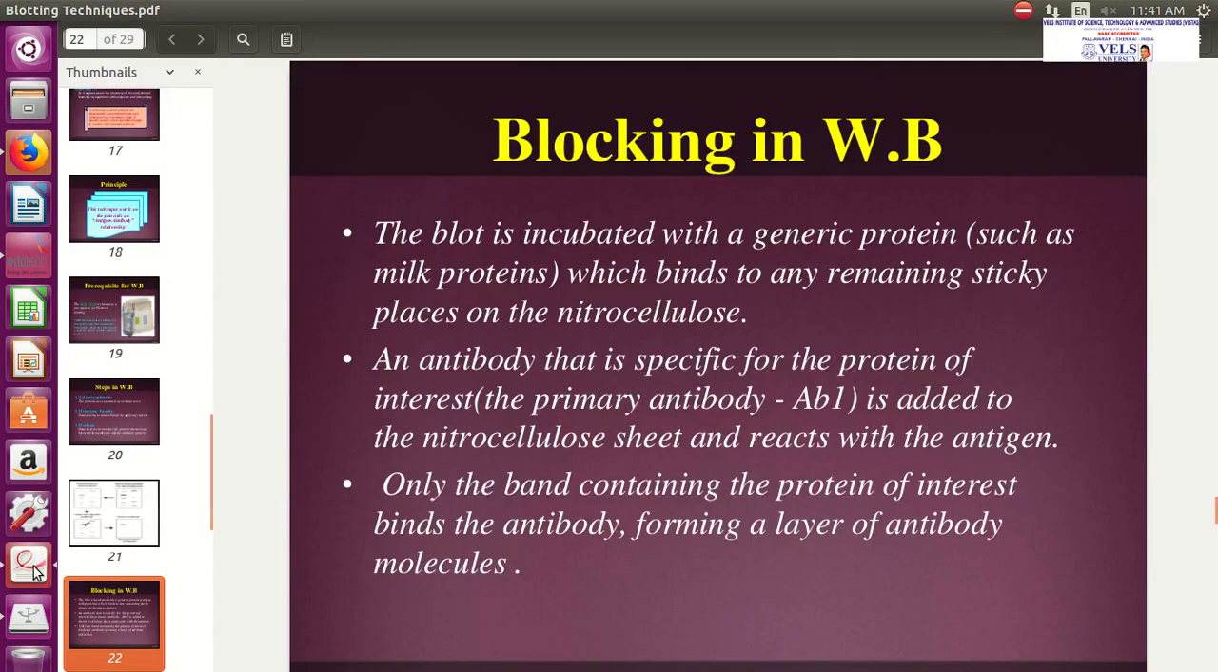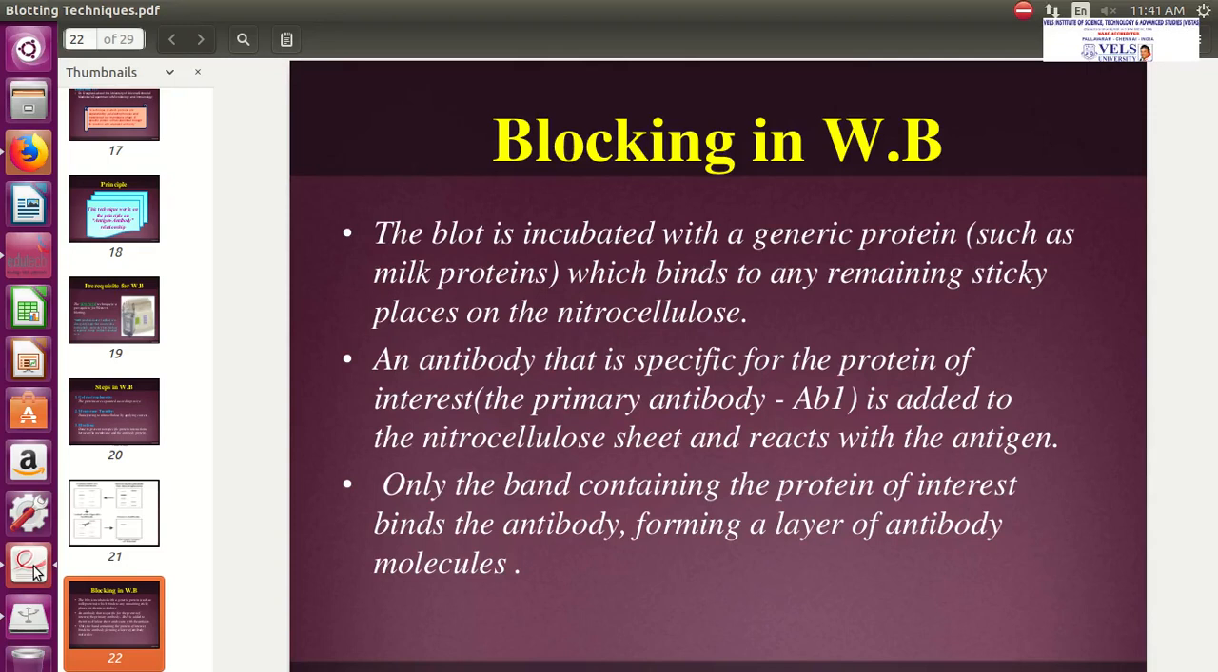Next one, blocking in Western blotting. The membrane is incubated with a generic protein such as milk proteins, which bind to any remaining sticky places on the nitrocellulose. That is a drawback. Then an antibody that is specific for the protein of interest, the primary antibody, AB1, is added to the nitrocellulose. Blocking is done to prevent non-specific protein interactions with the membrane.